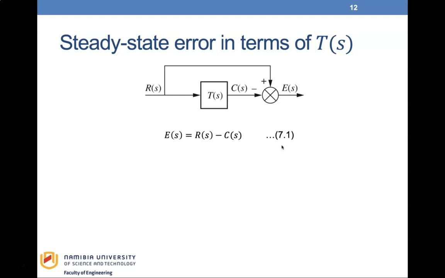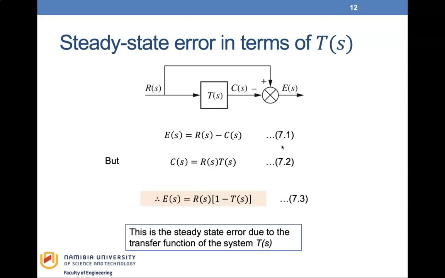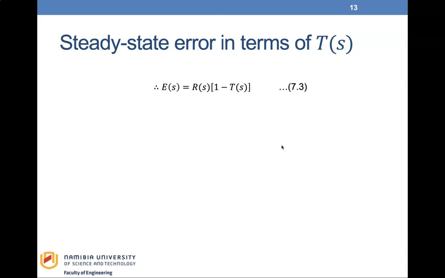But we also know that C of S is equal to R of S T of S using our block diagram algebra, which is equation 7.2. If we substitute equation 7.2 into 7.1 and simplify, we have E of S is equal to R of S, and then in the bracket we have 1 minus T of S. This is the error due to the transfer function of the system T of S. With equation 7.3, we can compute the error at any time t.